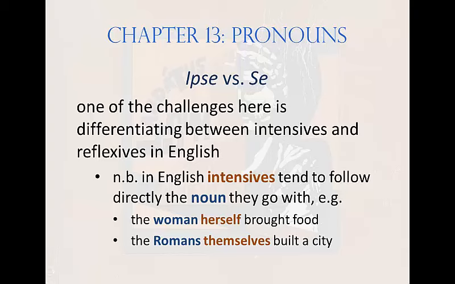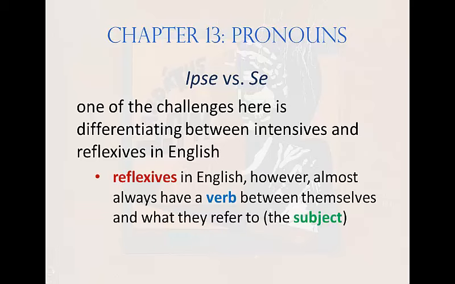On the other hand, while reflexives in English have the same form as intensives, both using self, the use of the reflexive is very different, and so is its placement in the sentence. They almost never follow directly the word they reflect, the subject. Instead, there is almost always a verb between them and the subject. So, taking the same two sentences, I can turn an intensive self form into a reflexive self form simply by moving it in the sentence.